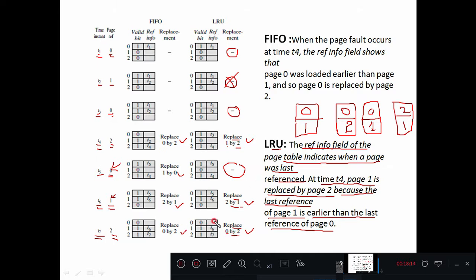In this table I have not discussed everything. It has only 2 information fields, that is the valid bit and the reference information. The reference information is going to have only the time, right? That is, at what time that particular page is going to be referred. So with this we completed the third unit, or third module, in this operating system, and from the next class we will start with the fourth unit. Okay.